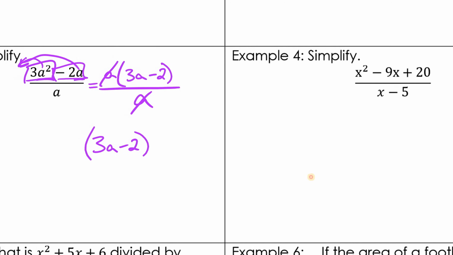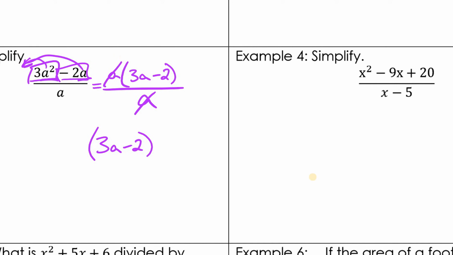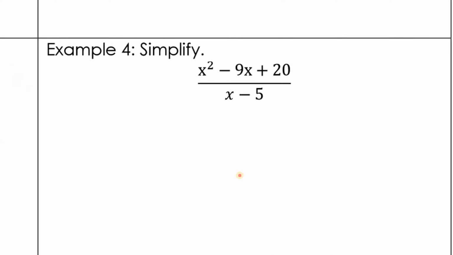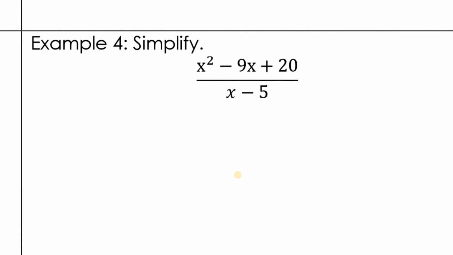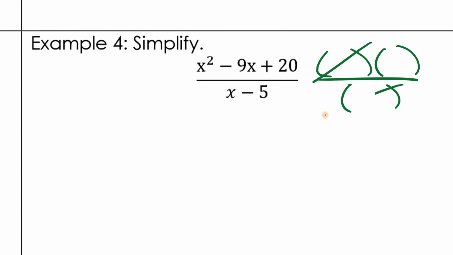This next one, we want to do a similar thing. We want to be able to cancel something from the numerator and the denominator, but the way it's written, we can't do it easily. We have a trinomial on top and a binomial on bottom. So what we're going to end up doing here is factor the trinomial on top so that we get 2 binomials, and hopefully one of the 2 binomials will cancel with the binomial we have on bottom.